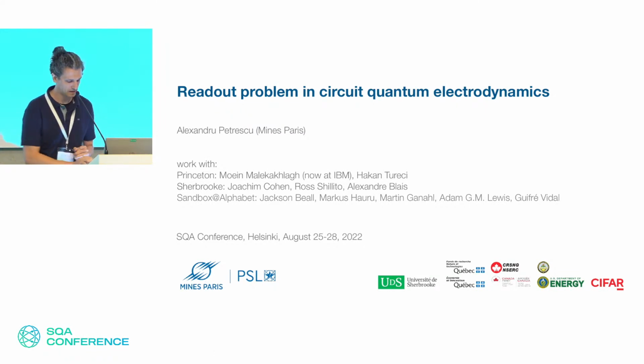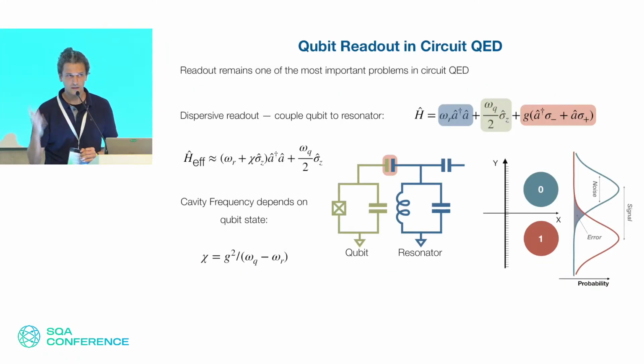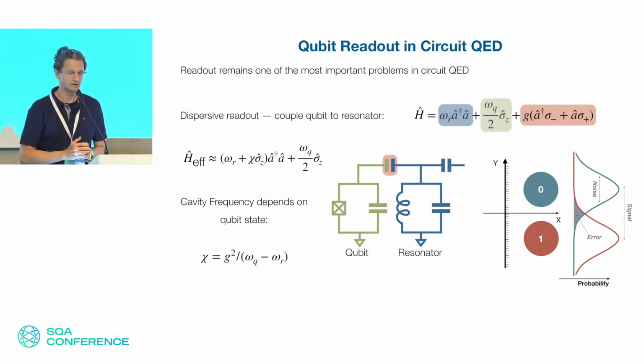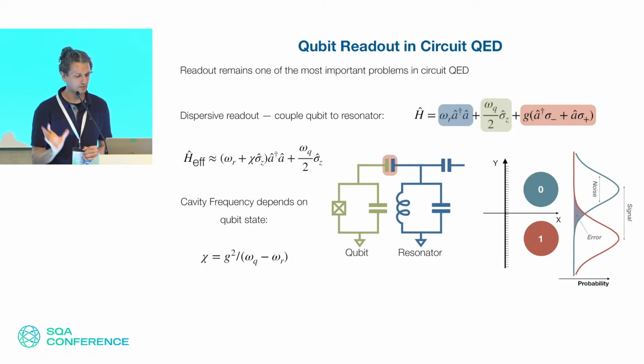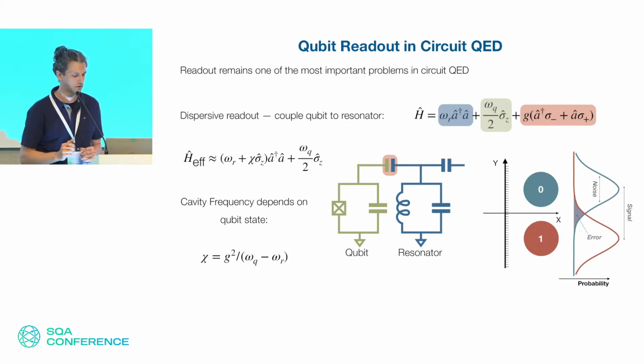And the numerical results you'll be seeing are due to a very nice collaboration with Sandbox at Alphabet, which is a Google company. So I'll begin by giving you a very brief overview of dispersive readout for those of you who are not so familiar with it. The point here is that readout remains one of the most important problems in the field, especially as we're trying to make readout faster and higher fidelity. In the standard scheme for dispersive readout, you would couple the qubit to a resonator via this capacitive coupling, and as in the circuit that I'm drawing here, I'll be mostly focusing on transmon qubits, so weakly anharmonic qubits, for this talk.